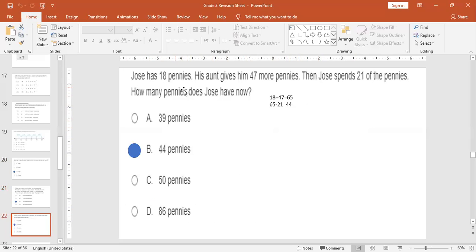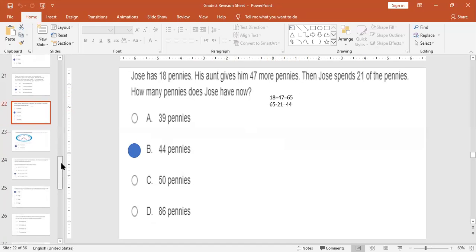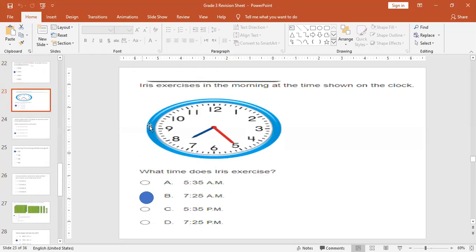Josh has 18 pennies. His aunt gives him 47 more. So I will add 18 plus 47. Now he has 65. Then Josh spends 21 of the pennies. How many pennies does Josh have now? So I will do 65 minus 21. It will be 44. Iris exercises in the morning at the time shown on the clock. What is this time? Of course, 7:25.